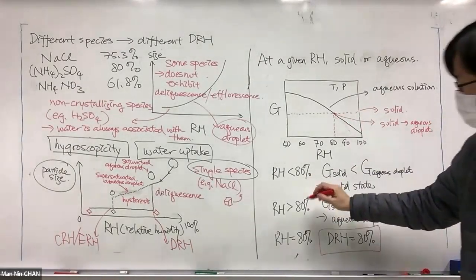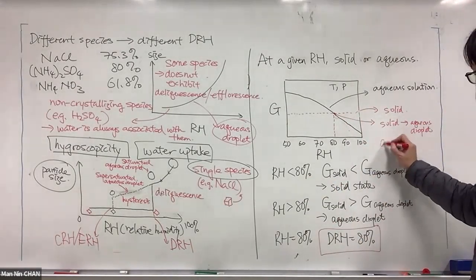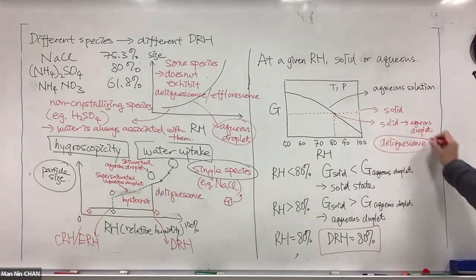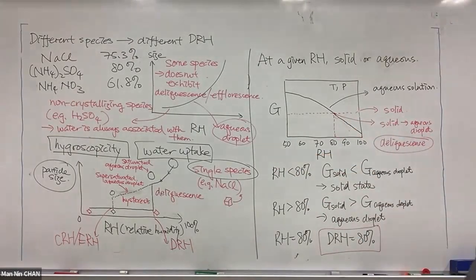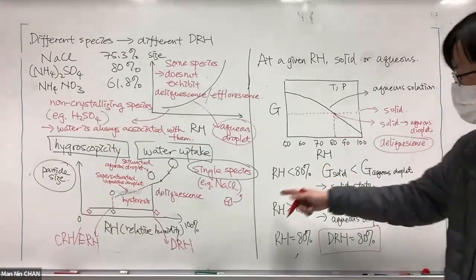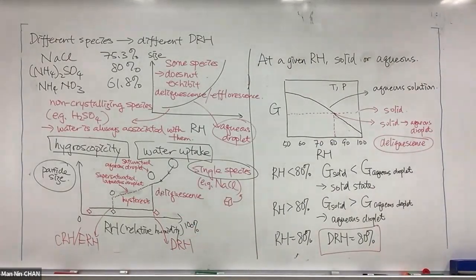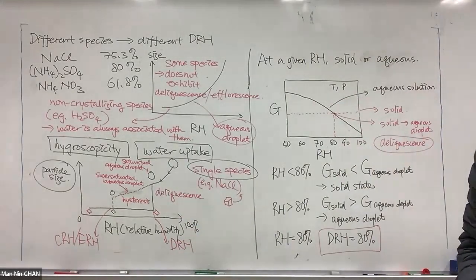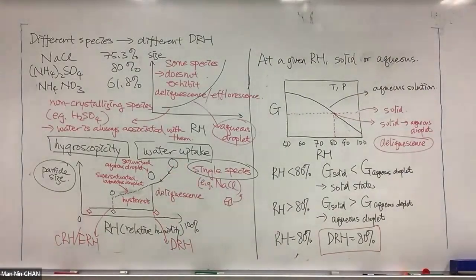So we just discussed here, this is what we call the deliquescence point. This RH is called the deliquescence point, or we call it the DRH here. But remember, this graph is what you can use to determine the deliquescence. So we can predict this using the Gibbs energy.